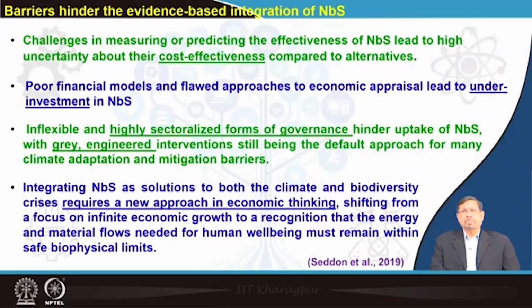Challenges in measuring or predicting the effectiveness of nature based solutions lead to high uncertainties about their cost effectiveness compared to the alternatives. Poor financial models and flawed approaches to economic appraisal lead to underinvestment. So the financial models have a lot of flaws and need to be improved upon, so that a good economic appraisal model can address underinvestment as far as nature based climate solutions are concerned.